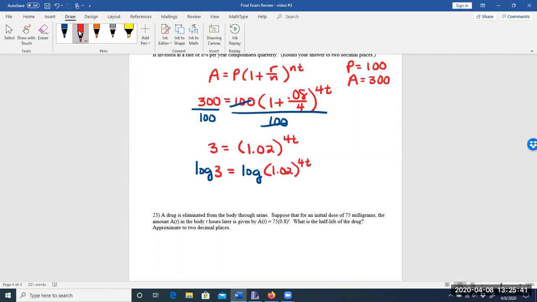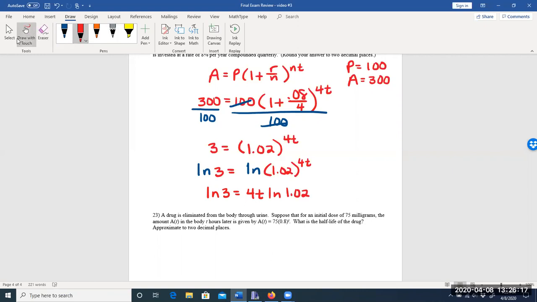Remember that you could also take the natural log. In fact, let me just show you. Oops, didn't mean to delete that 3. Maybe I'll do natural log here, because you could pick either log base 10 or the natural log, which is a base of e. So we're going to get the same answer either way. The properties of logs still apply, which means I can take that 4t down in front and make it a coefficient.